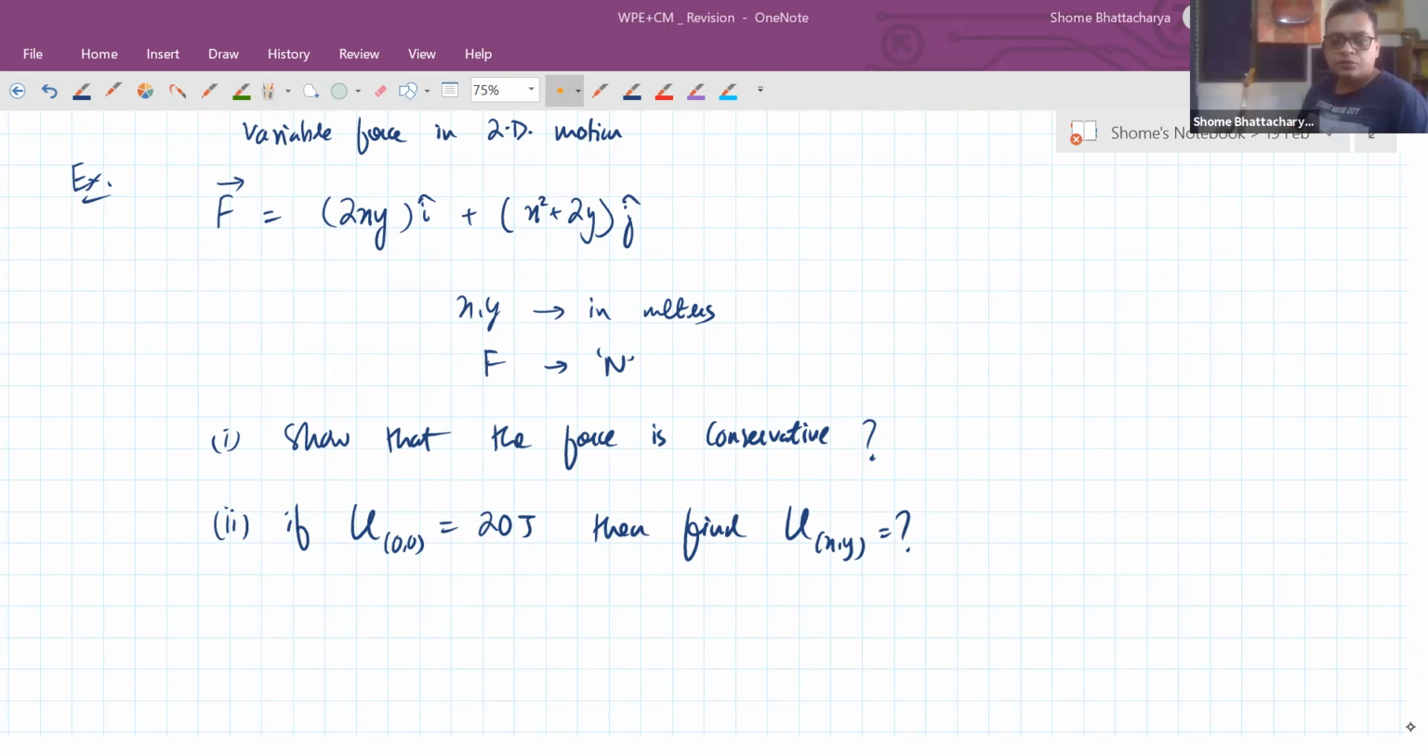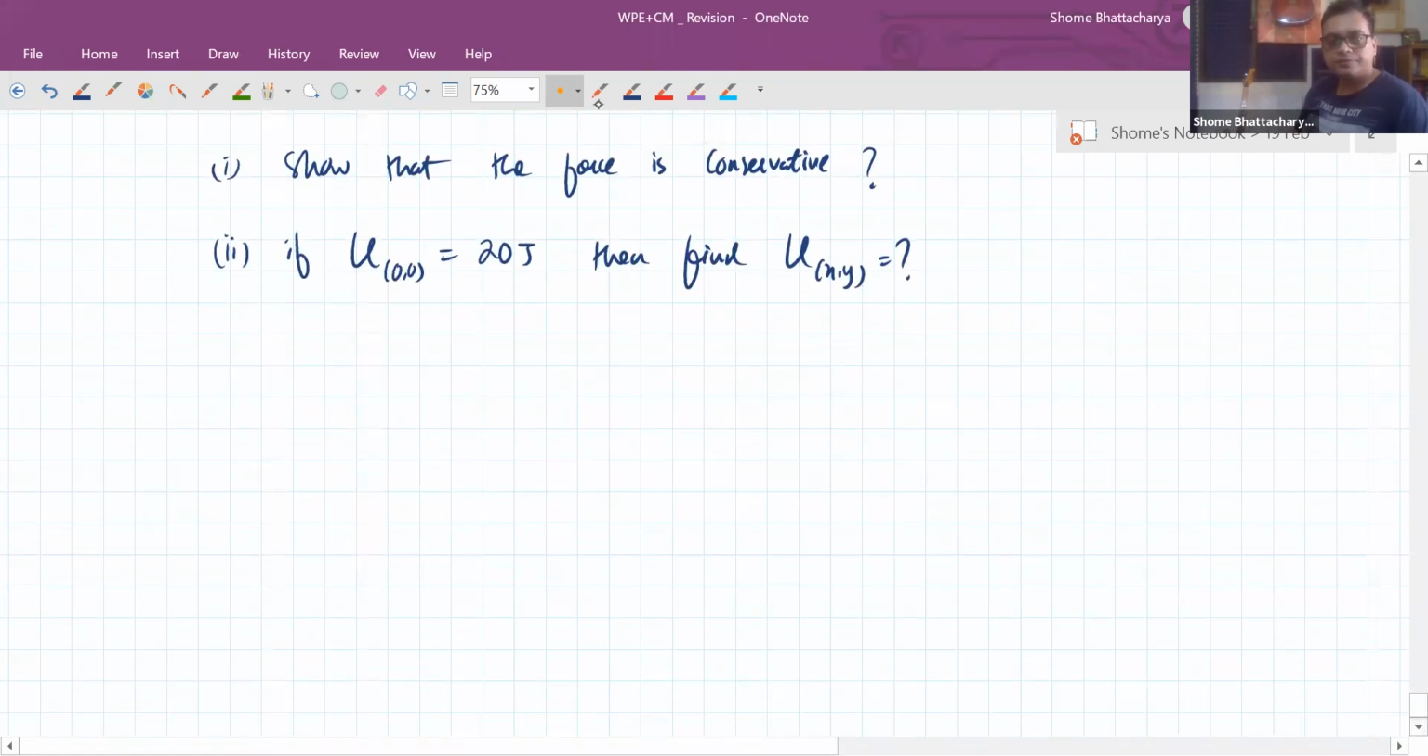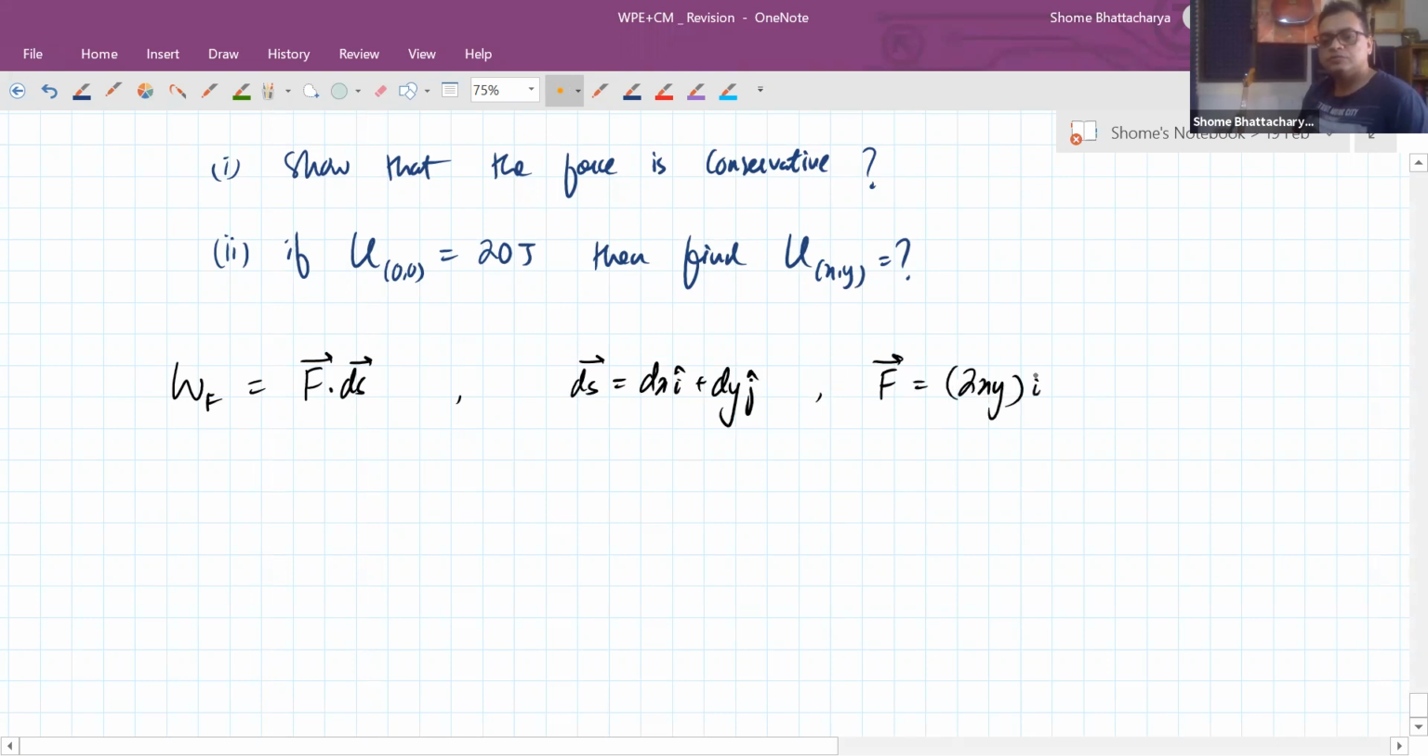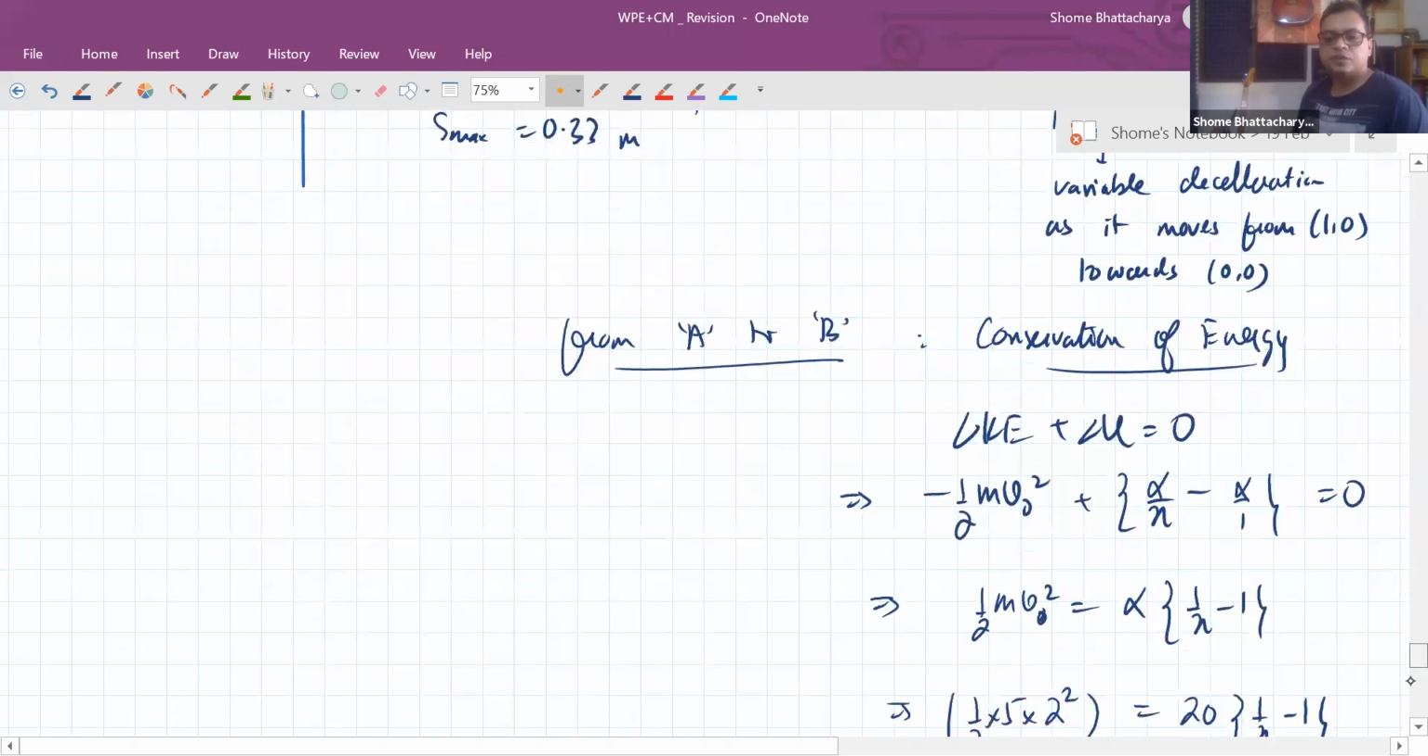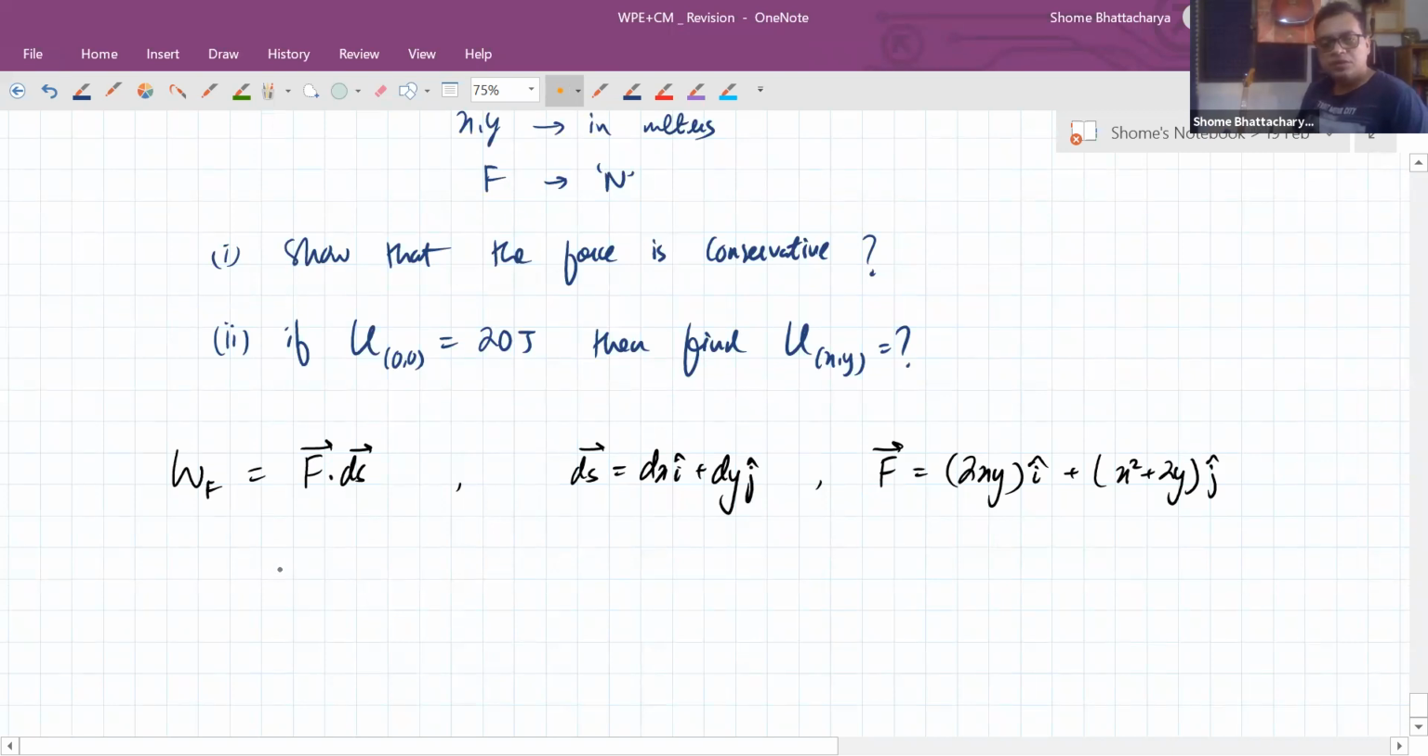Okay, so let's understand this question. First of all, we can see that if we want to calculate the work done by this force in the two-dimensional plane, taking the displacement as a general two-dimensional vector and the force as the given value, the work done by this force is going to be the dot product of these two, that is 2xy dx plus (x square plus 2y) dy, integrated from whatever initial to whatever final position.